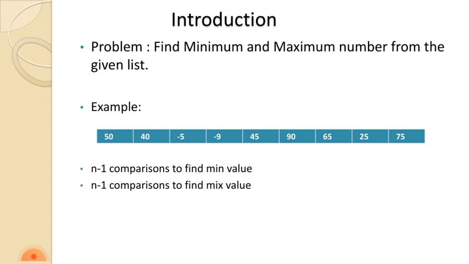So the total number of comparisons required if you use the classic algorithm is 2n minus 2 comparisons. So now we use the divide and conquer concept to reduce the 2n minus 2 comparisons. To reduce the number of comparisons, we use the divide and conquer strategy to find the minimum and maximum number in the list.